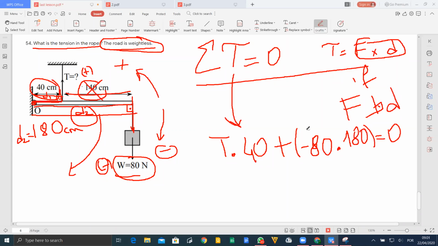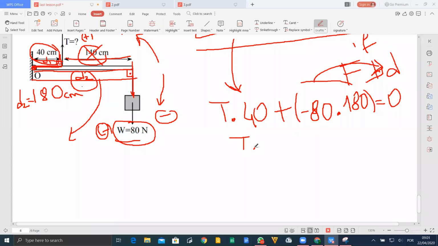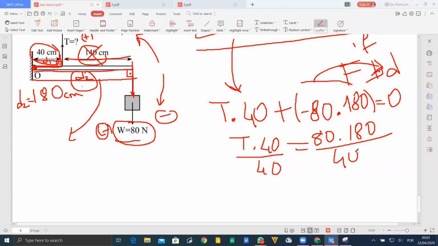Then this part is negative, so we can take it to the other side to make it positive. T times 40 is equal to positive 80 times 180, right? To get T, we can divide both sides by 40, and then T becomes 2 times 180, this is 360 newtons. That is your answer.